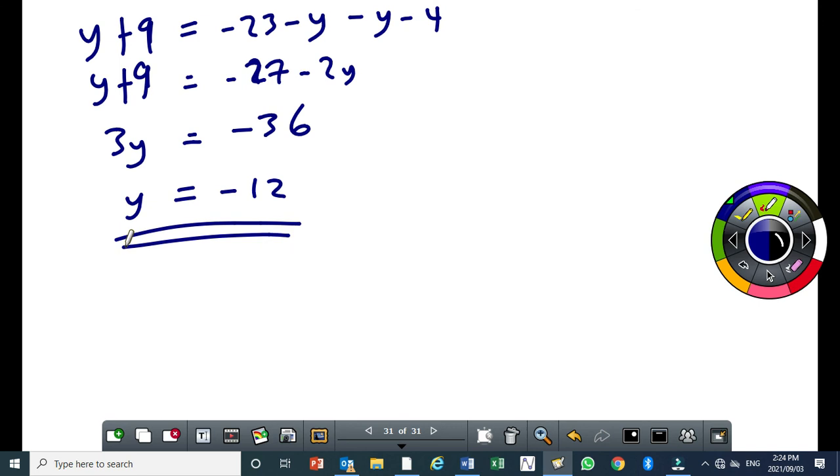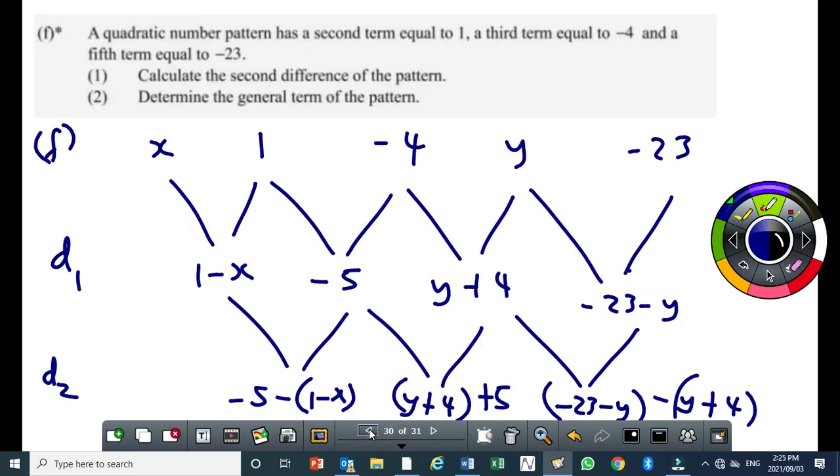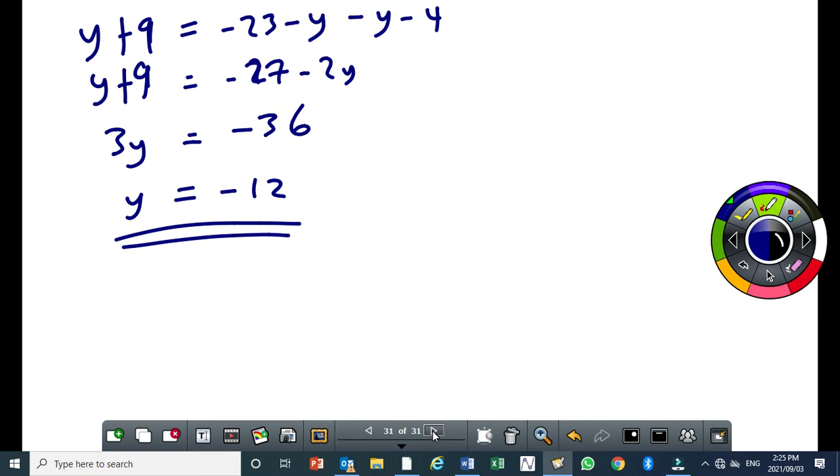Now this is not the answer. To get the second difference, I have to put y equals minus 12 here. So the second difference D2 is going to be equal to minus 12 plus 9, which is negative 3. Are you following?